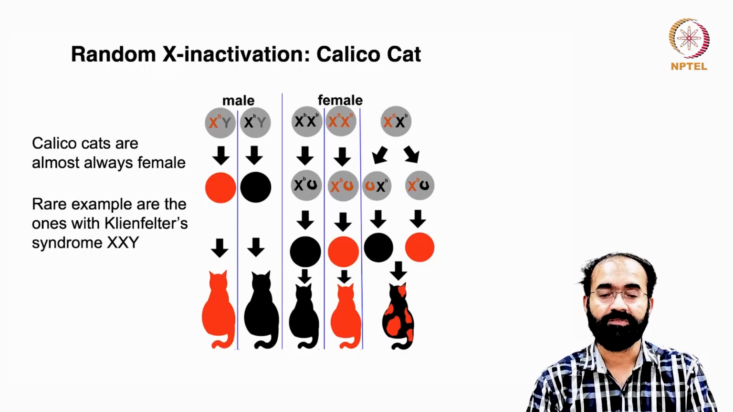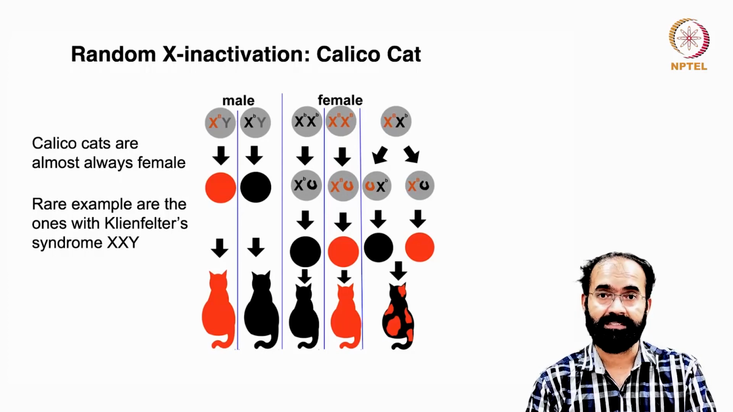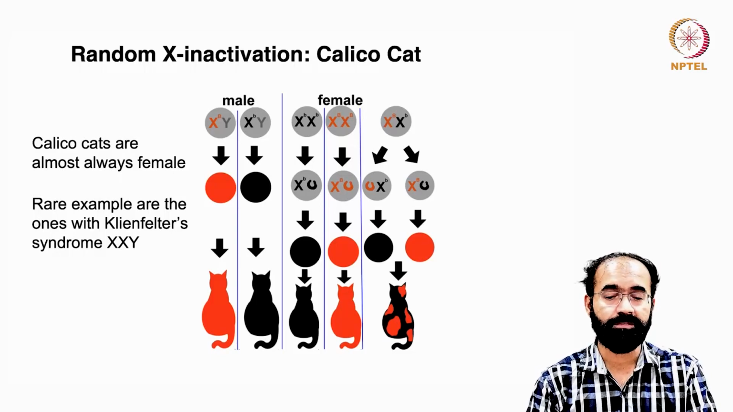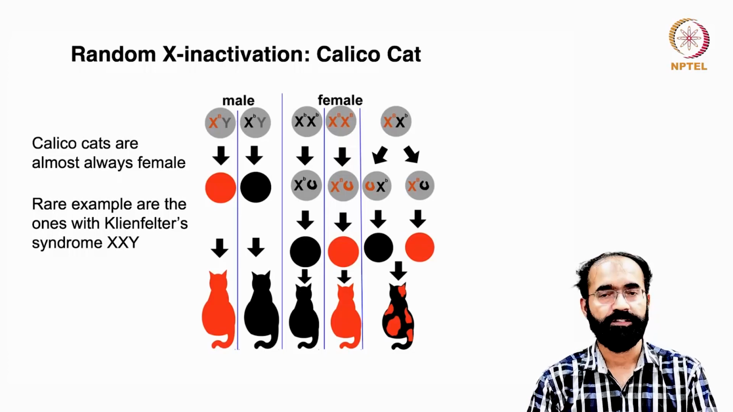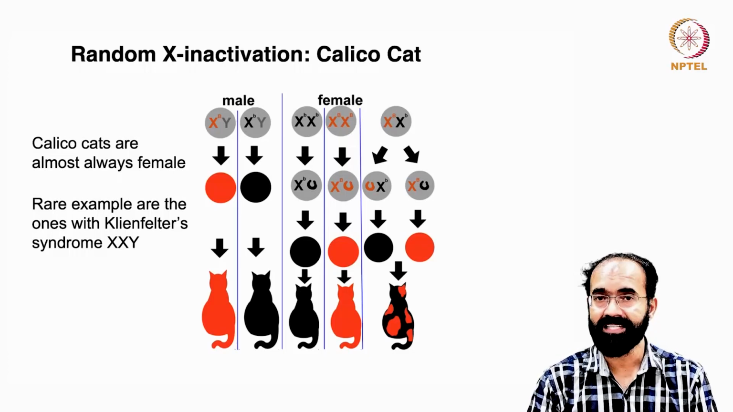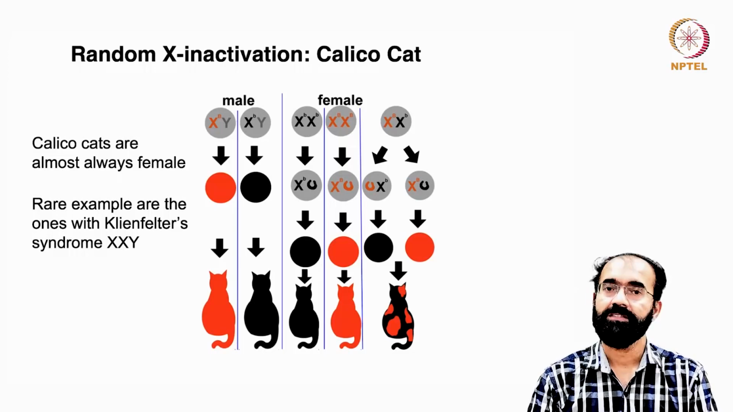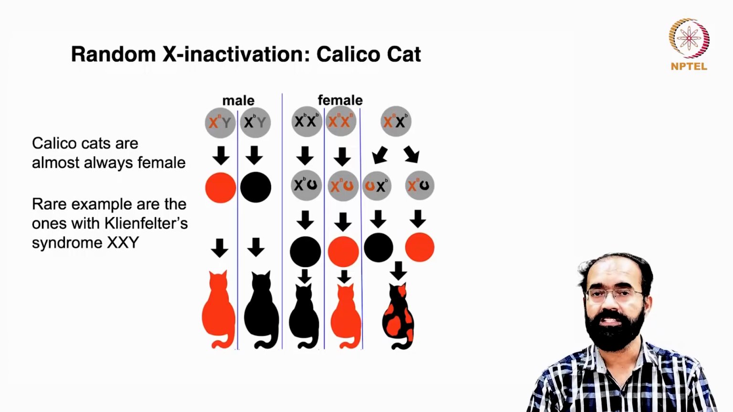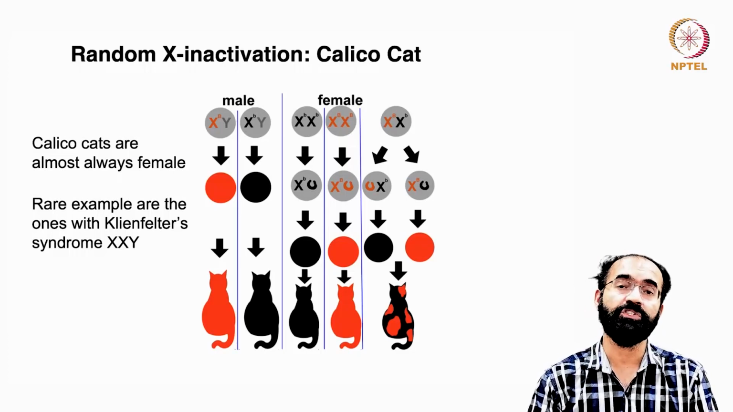Then the problem comes when you have an orange X and a black X together. As per Mendel's theory, this organism should appear orange in color because orange is dominant, which should be the case. But that doesn't happen. Why? Because it is randomly inactivated. It is situated on an X chromosome. So dominant or recessive comes into the picture only if you have both together.